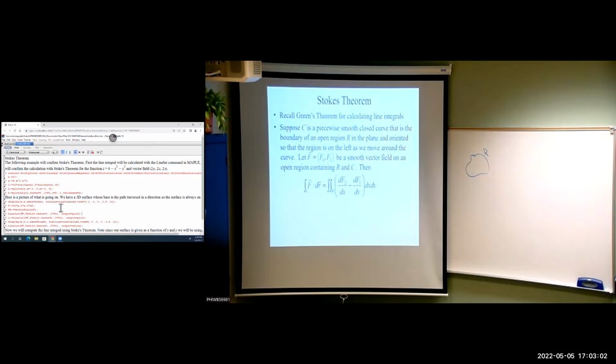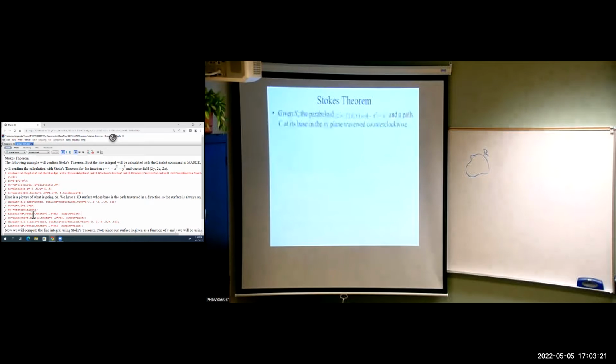Stokes' theorem generalizes that, because Green's theorem is stuck in the 2D plane. Our region had to be in the XY plane for Green's theorem, and we can only do a two-dimensional vector field. Stokes will allow us to work in three dimensions. So, for example, let's say we have the paraboloid 4 minus x squared minus y squared, which looks like this. And then C is going to be a path along the base. You can see that black line there along the base.